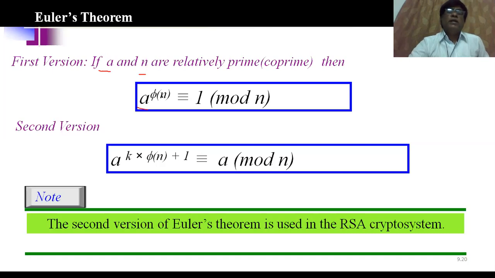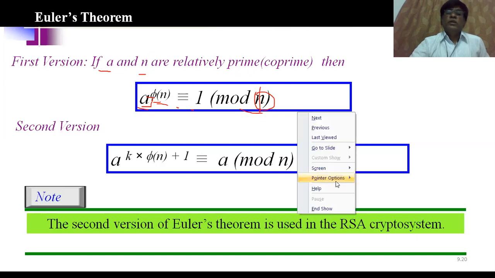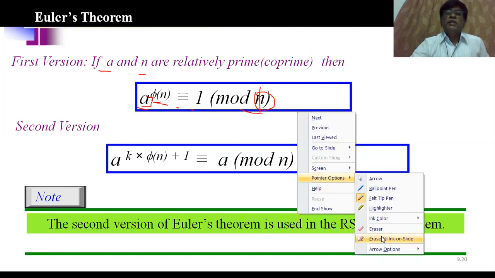If a and n are co-primes, then a power phi(n) is congruent to 1 mod n. That means whatever the modulus n is, any co-prime number a to the power of phi(n) is congruent to 1. So the relation is like this.